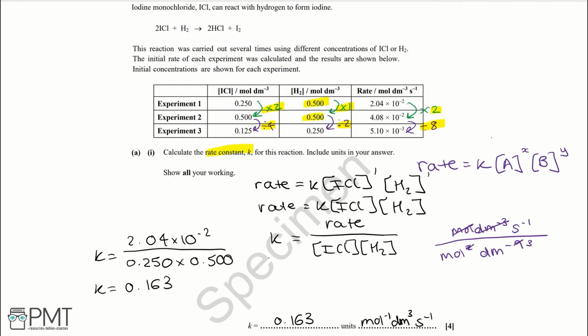To get the 4 marks for this question, you get a mark for working out the orders of reaction with respect to the concentration of ICl and with respect to the concentration of H2, which are both first order. You get a mark for working out the rate equation. You get a mark for correctly working out K, and a mark for correctly working out the units of K.